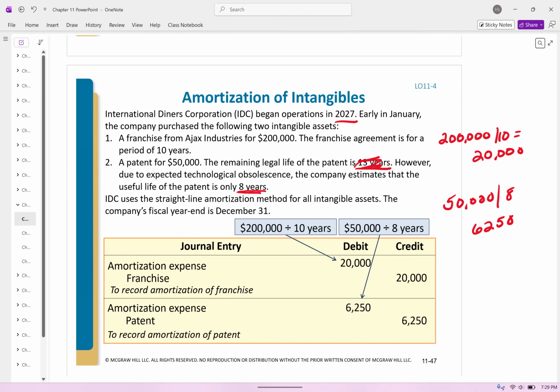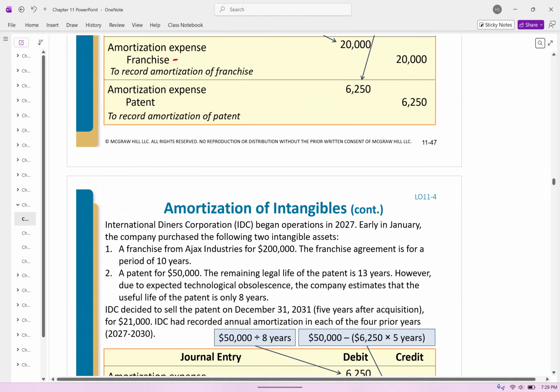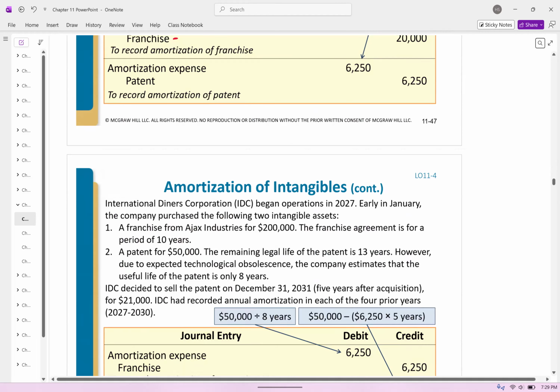Okay. So I really wish they wouldn't credit the asset. I wish they would do accumulated amortization for the franchise, accumulated amortization for the patent, but that's the way they do it, okay? Don't do that for property, plant, and equipment. It will be wrong.